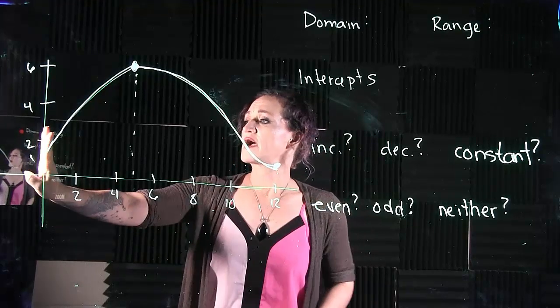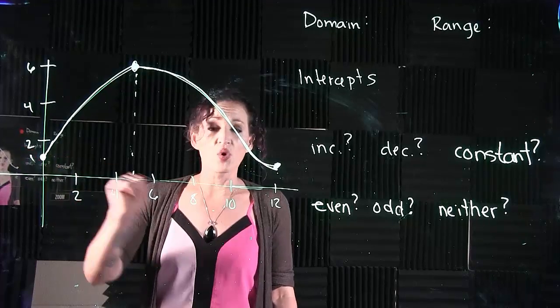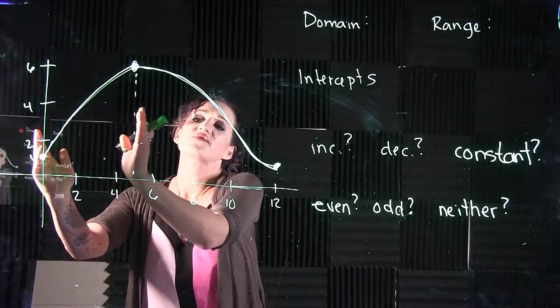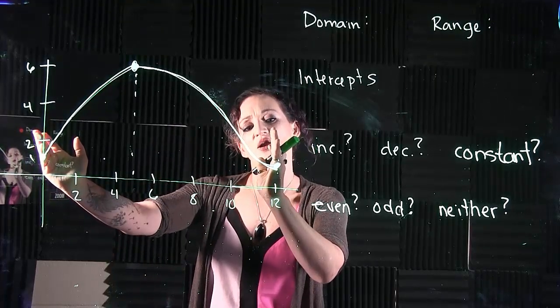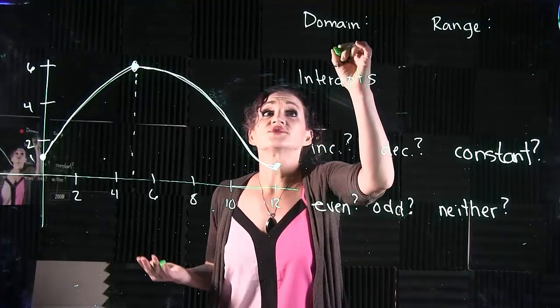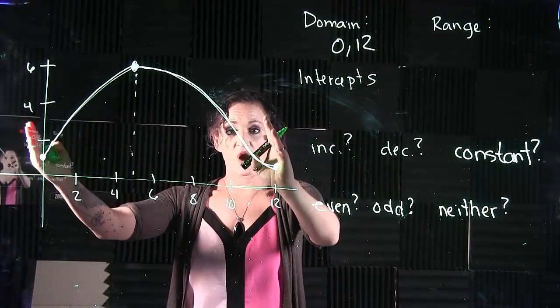This particular graph starts at this point right over here, which looks like the point 0, 1. We're going to focus on x, so it starts here at 0. And then this graph goes, and it ends right over here at this point, which looks like a 12. So therefore, our domain is from 0 to 12. That is where our graph lives.